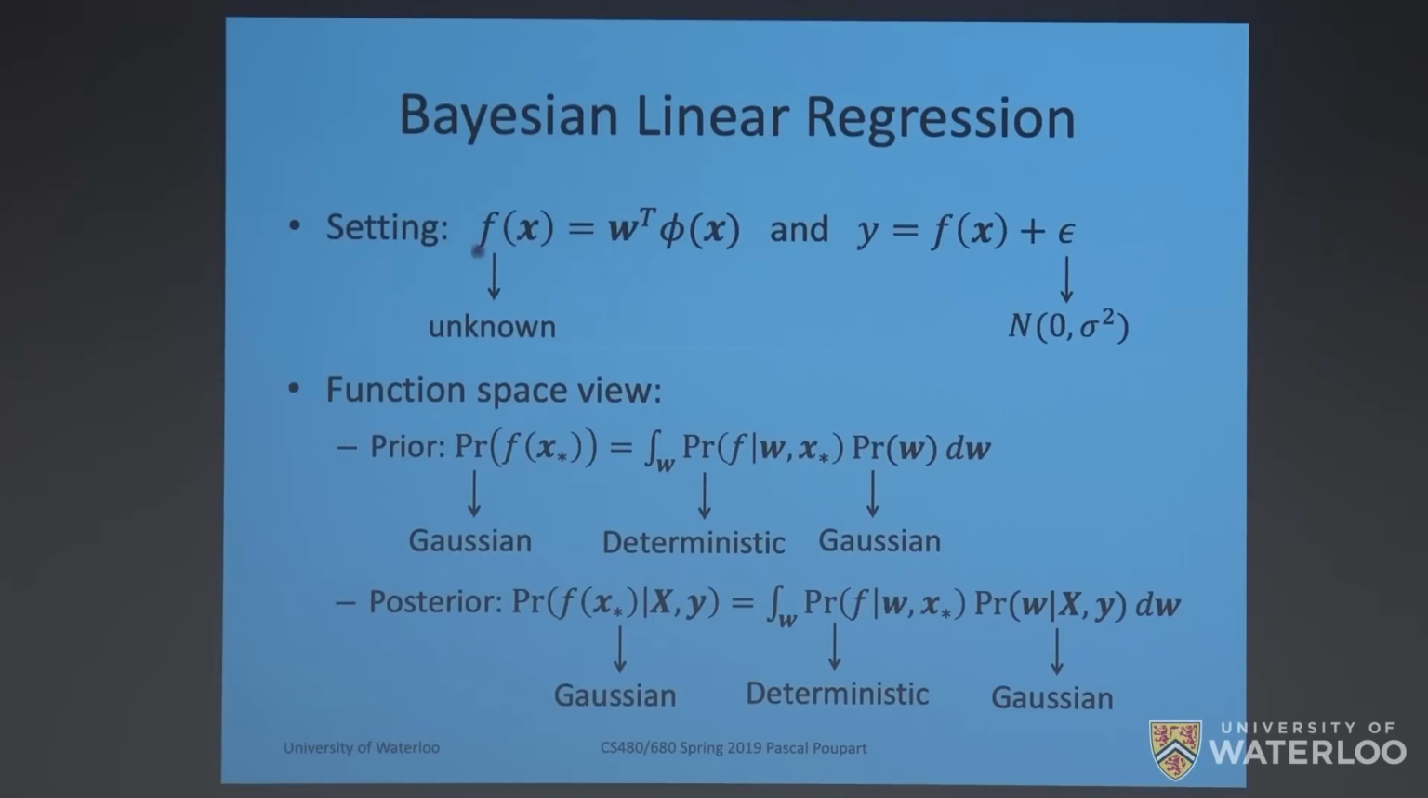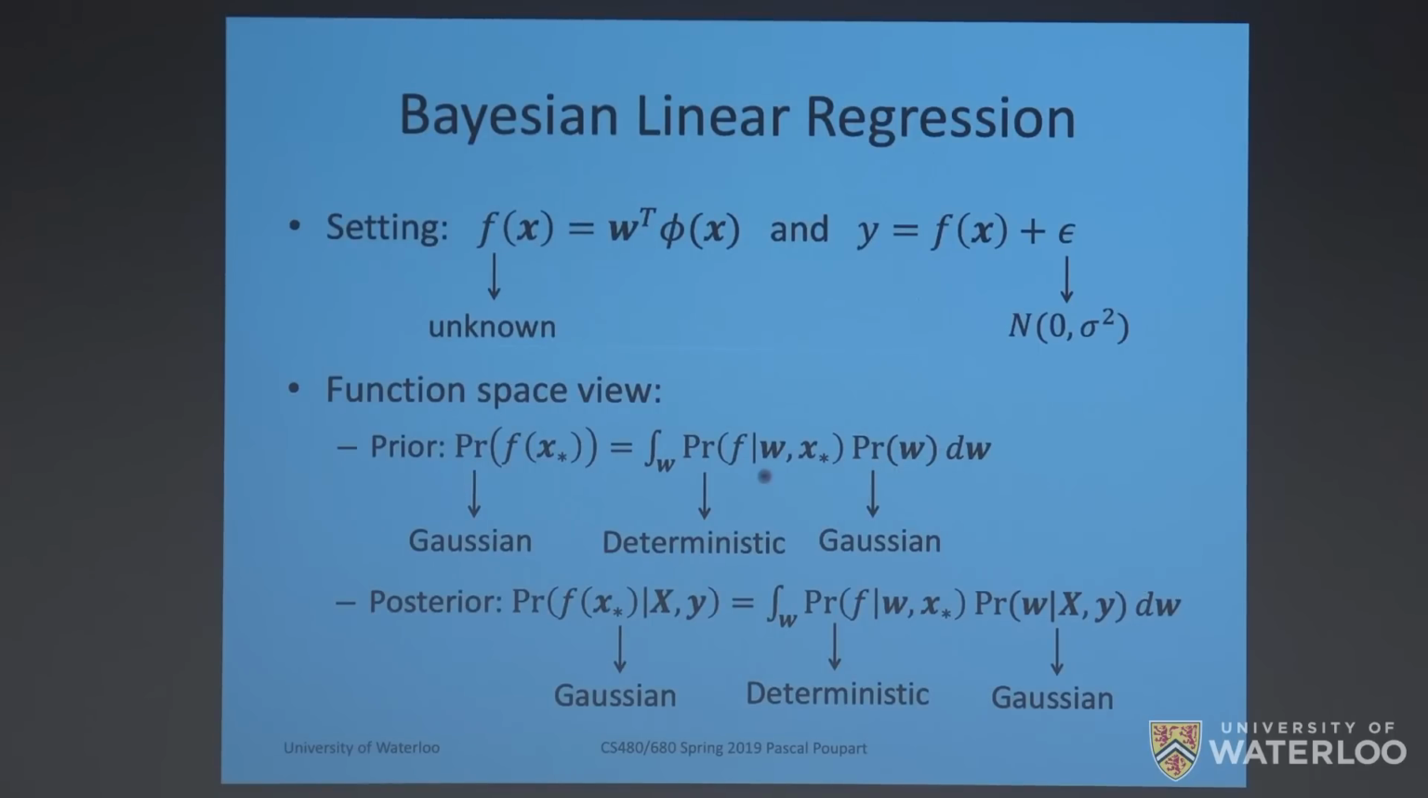Okay, so here you see the same setting as before. The only difference is how we view things. So here we're going to treat f as the unknown. And now this gives us a function space view. So if we're doing Bayesian linear regression in a function space view, we're going to start with a prior over functions and then compute a posterior. Now to express a prior over functions, what we can do is simply expand the fact that our function really comes from W transpose phi of x. And then so we have a prior instead of over the weights.